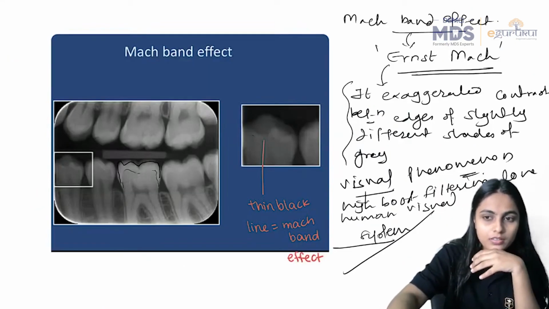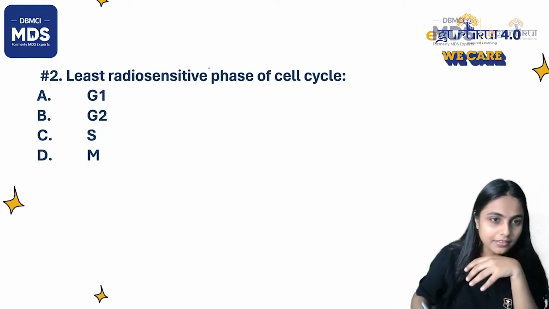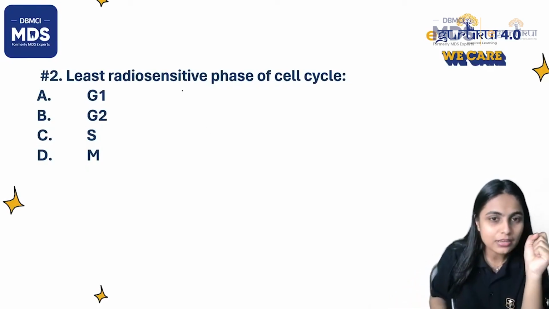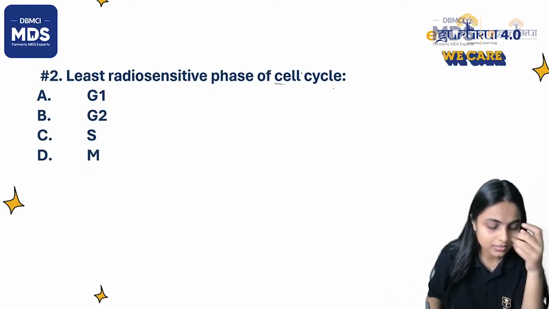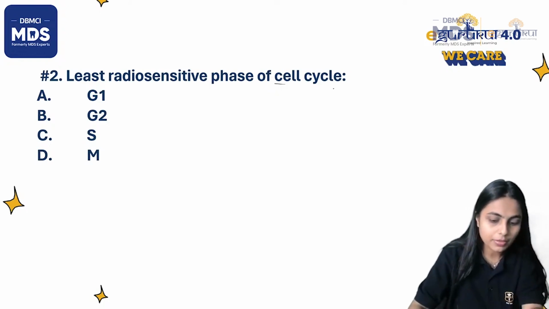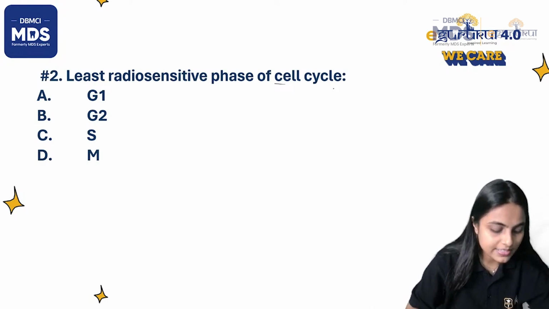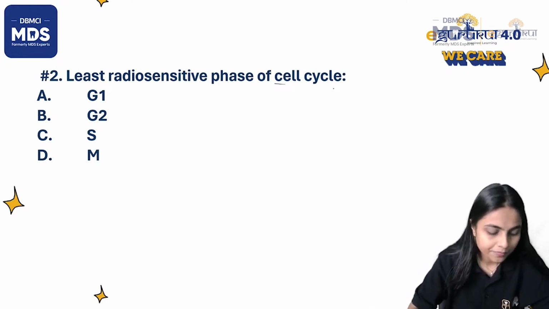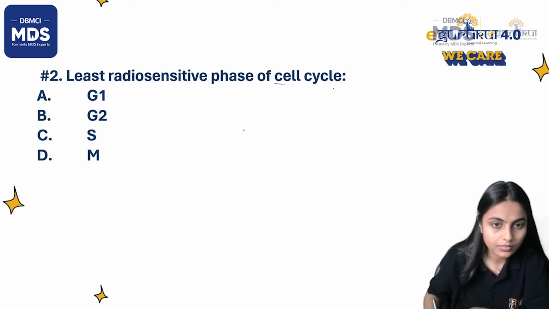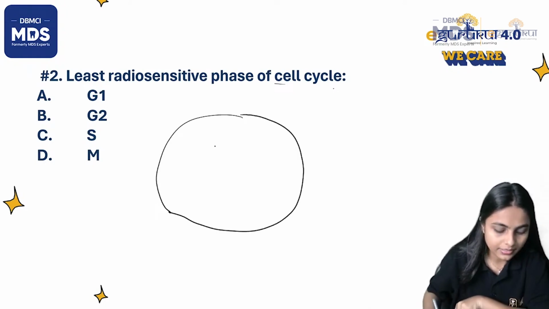moving on further, we have: least radiosensitive phase of the cell cycle. Come on, I want answers from everybody. Least radiosensitive phase of cell cycle. This is easy. See, this is a cell cycle.